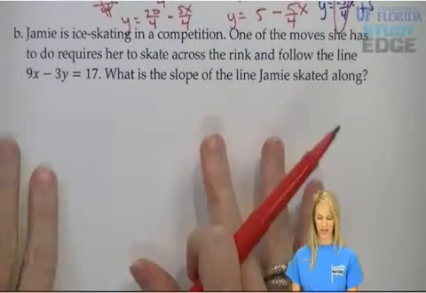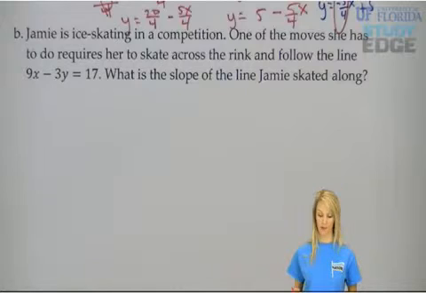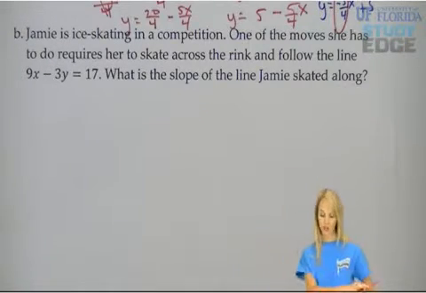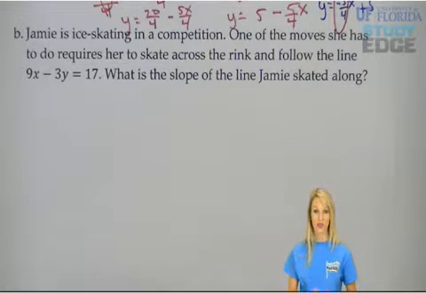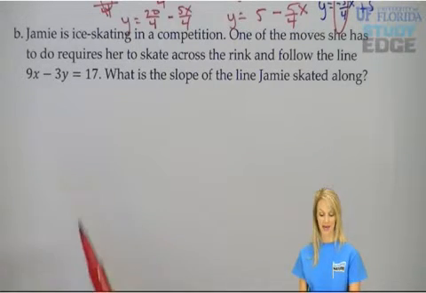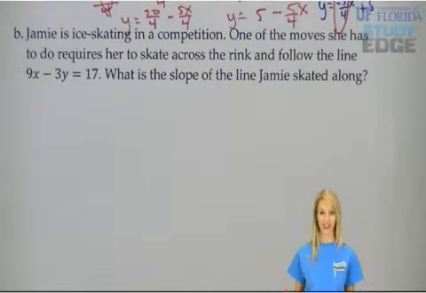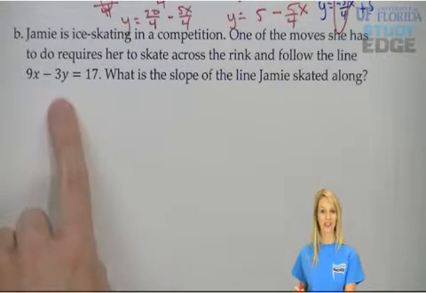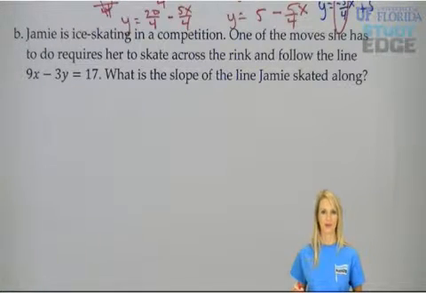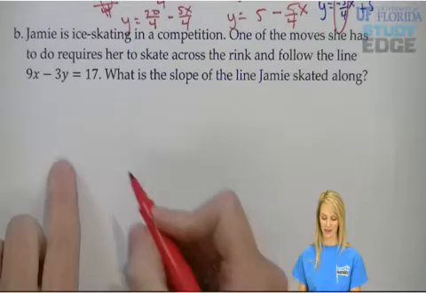Let's look at our second question. Jamie is in an ice skating competition, which is really fun. One of the moves she has to do requires that she skates across the rink and she follows a path. That path is this line right here, 9x minus 3y equals 17. What is the slope of that line? Do we care that she's ice skating? Not at all. Do we care that her name is Jamie? Not at all. All we care about is looking at this line, getting it in y equals mx plus b form, and grabbing that slope, grabbing that m.